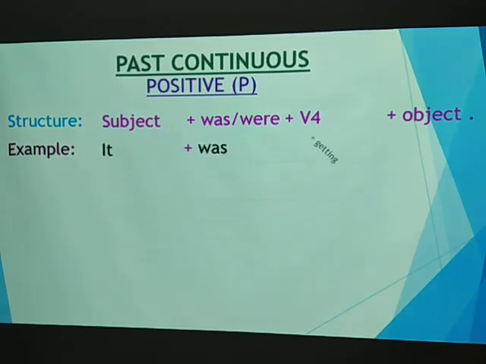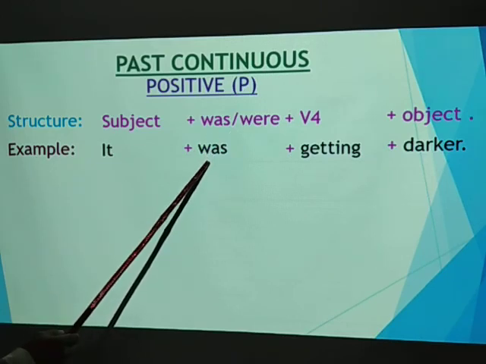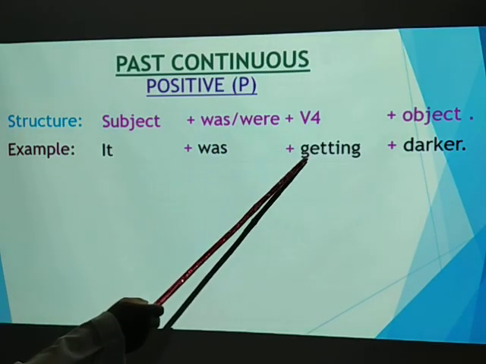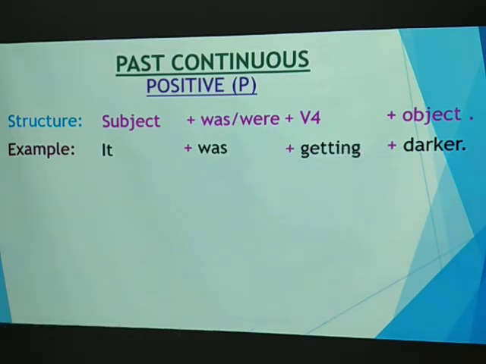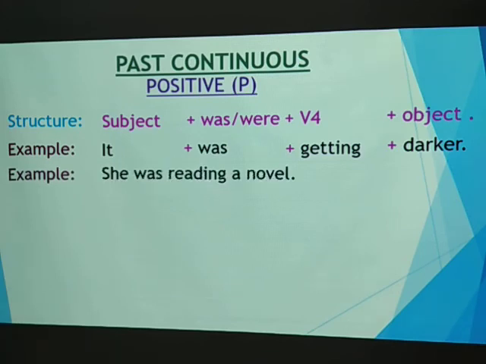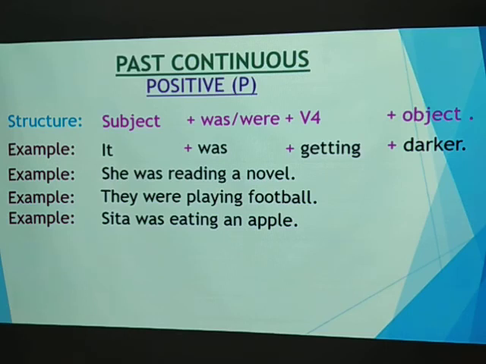It was getting darker. It was getting darker. This is the example for the above structure. For subject we have it. Out of was or were we have was. Next for V4 we have getting, the V4 form, and the last one is the object, darker. Some other examples. She was reading a novel. They were playing football. Sita was eating an apple.